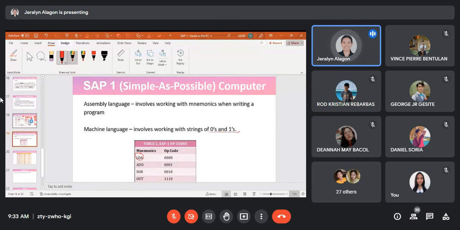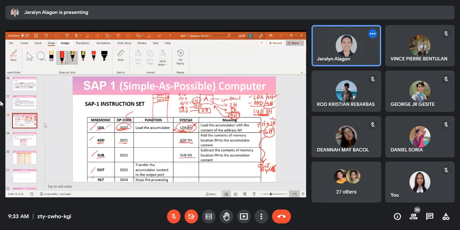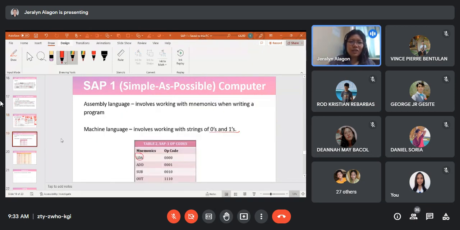If we convert it into machine language, for example LDA 3H, what happens in LDA 3H? I want somebody to answer: what do you mean by LDA 3H? Clifford, Doy, what is the meaning of LDA 3H? What happens?